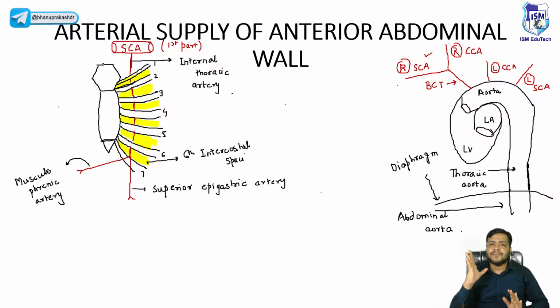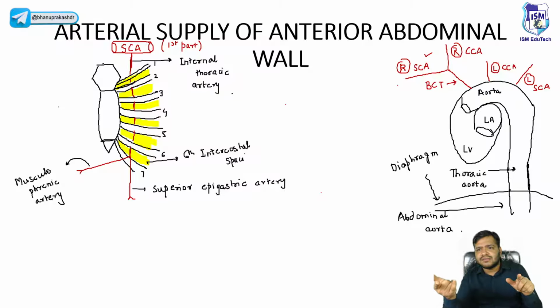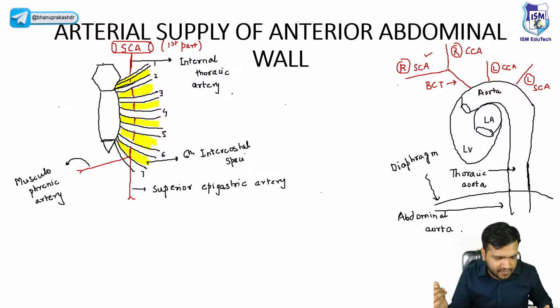So you should have a clear picture in your mind of what is actually happening. If I ask you about the musculophrenic artery, it is a branch of the internal thoracic artery. The internal thoracic artery is a branch of the first part of the subclavian artery. If it is the right subclavian artery, it arises from the brachiocephalic trunk, then from the aorta, and then from the left ventricle. If it is the left subclavian artery, it arises directly from the aorta.